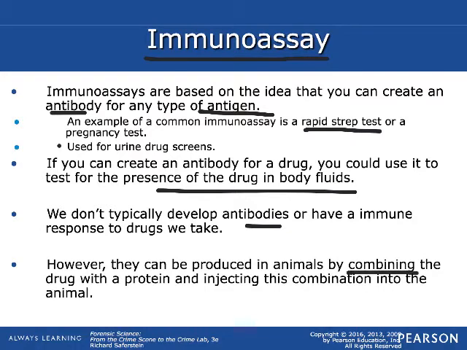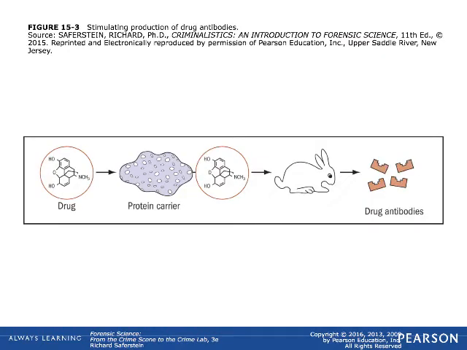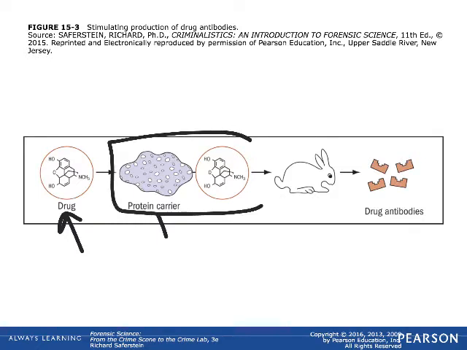the drugs and you can combine them with a protein, and you can make a bigger molecule, and you could put that into an animal like a rabbit, and you could get the rabbit to make antibodies to the drug. This is a picture, and it's showing a drug. Okay, so we have a drug, and then we're going to bind it to a protein. So we hook it to a bigger protein carrier. Now the rabbit will have an immune response to that protein with the drug attached to it.